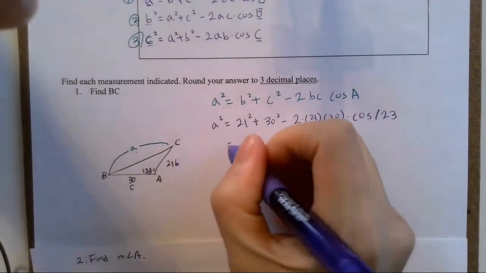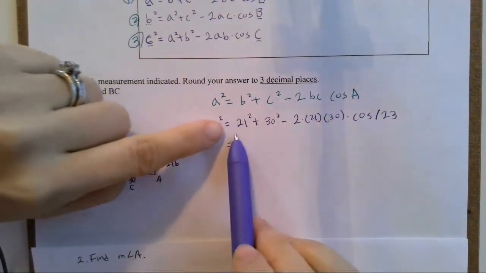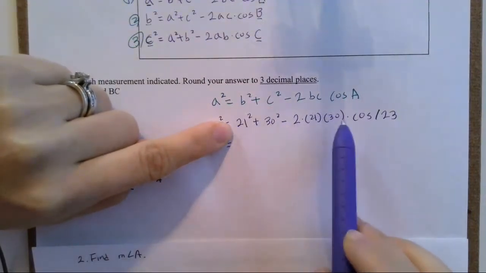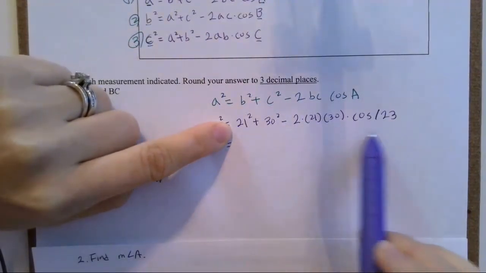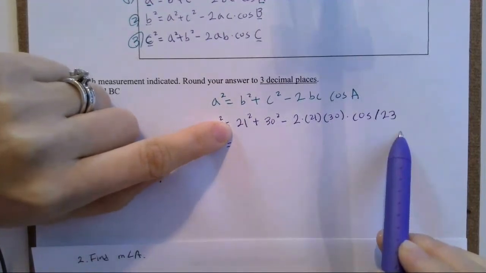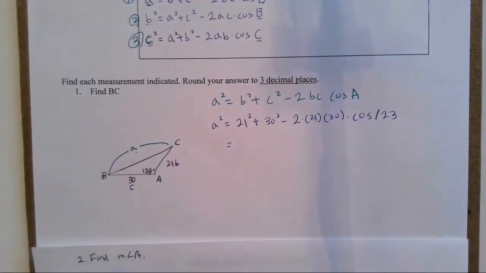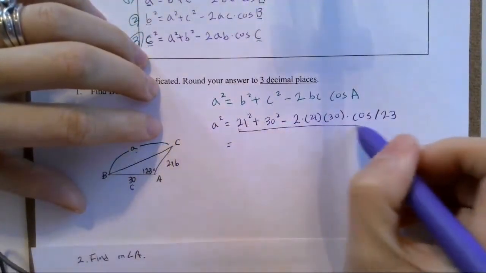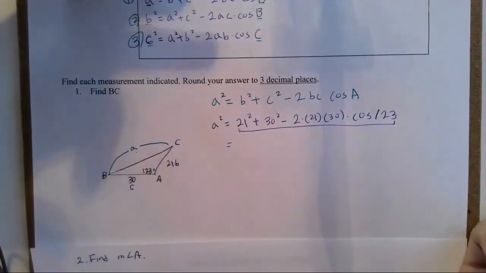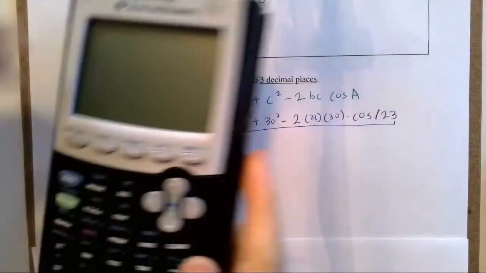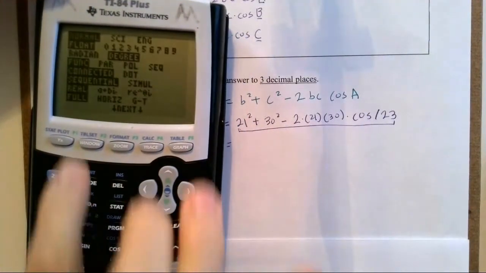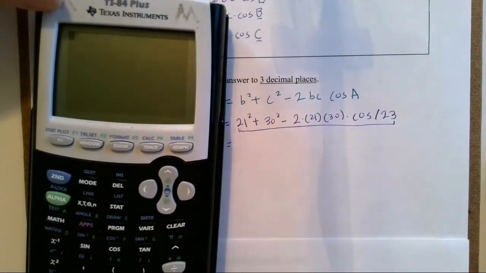Notice, look at the right side of the equal sign. Number, number, number, number, number, number. Do you guys agree that it's all just going to be a one number thing? Yeah. So if you want to minimize mistakes, I highly recommend you literally just plug this whole thing into your calculator at once. Can't you? Yeah, so let's go. First thing first, make sure your calculator is in degree mode. Let's plug it in: 21 squared plus 30 squared minus 2 times 21 times 30 times cosine of 123.